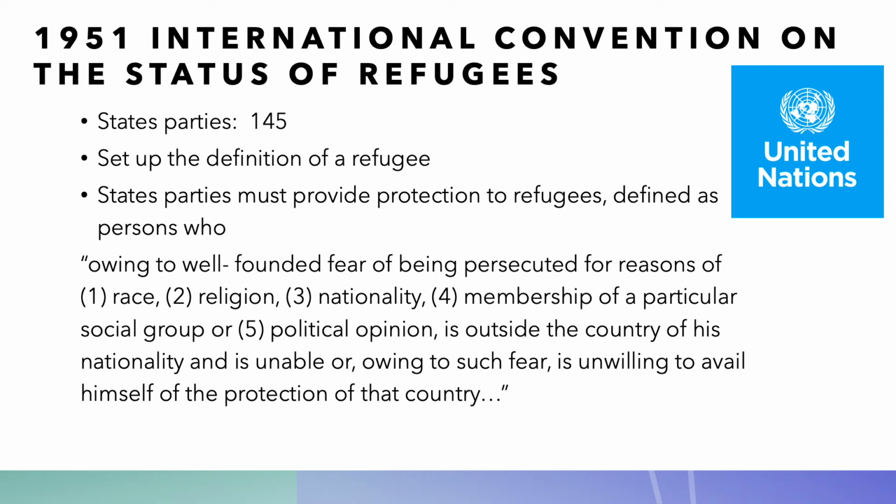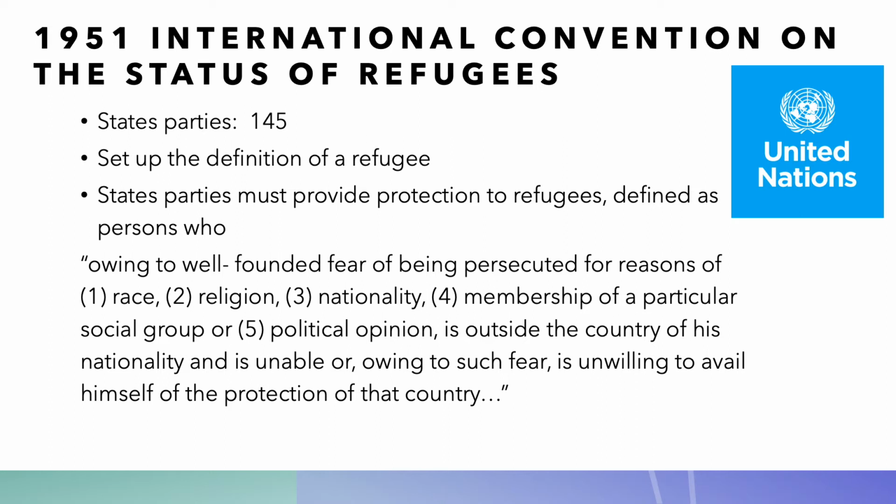So the countries at the time came together, and in 1951 they drafted the International Convention on the Status of Refugees. And today 145 states have signed on to the Refugee Convention. And what it did was set up the definition of a refugee. So we've had this definition of a refugee for almost 70 years at this point. And the convention says that the signatories, the states who sign on to the convention, have a duty and obligation to provide protection to refugees.